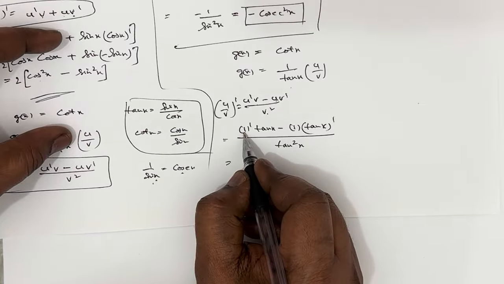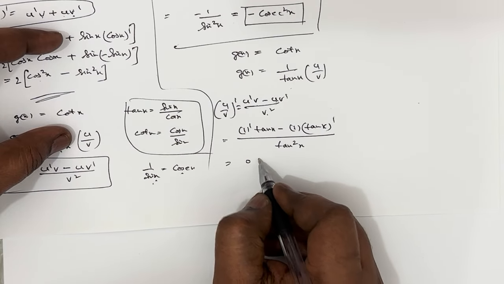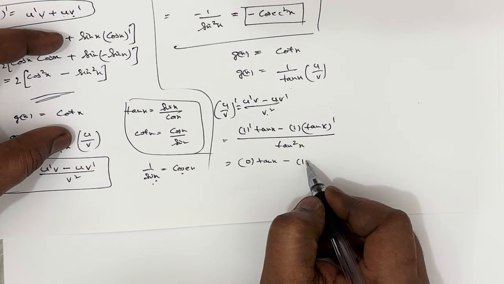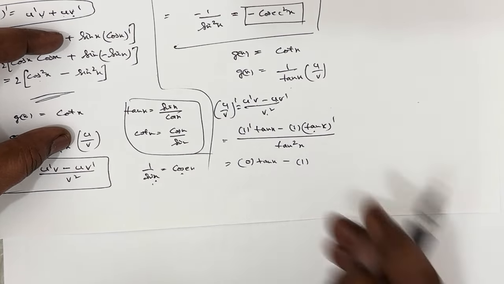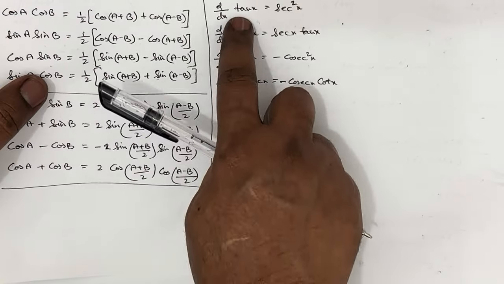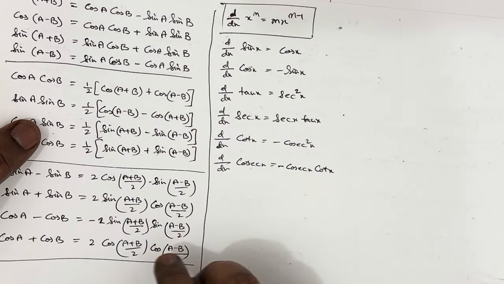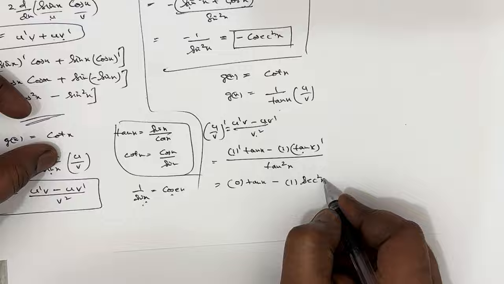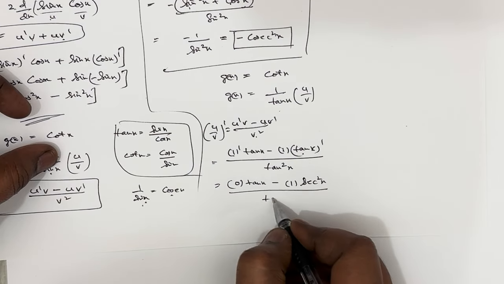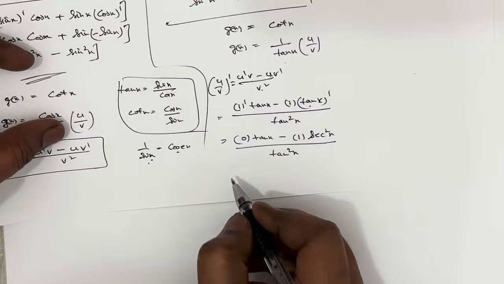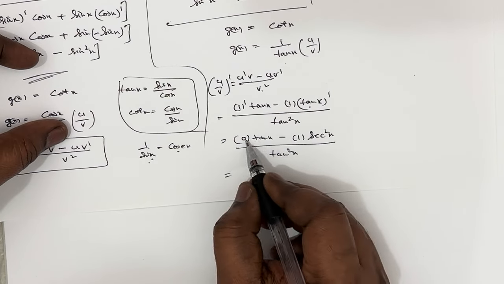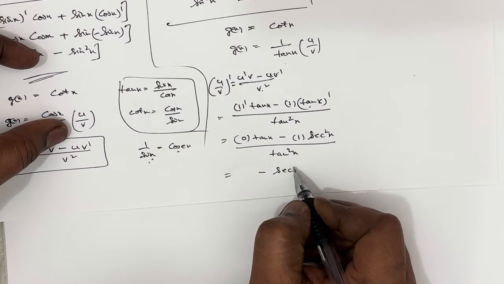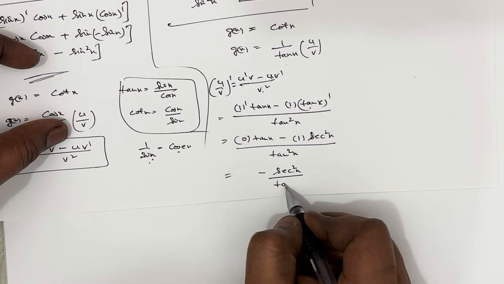So the derivative of 1, that is a constant, will be 0. So 0 into tan x minus 1 as it is. The derivative of tan x is secant square x. So this becomes 0 minus 1 into secant square x upon tan square x.